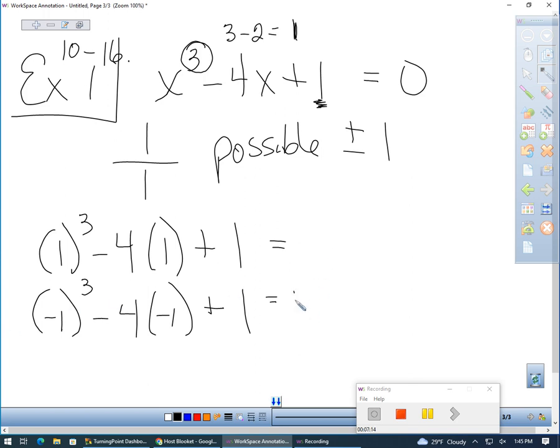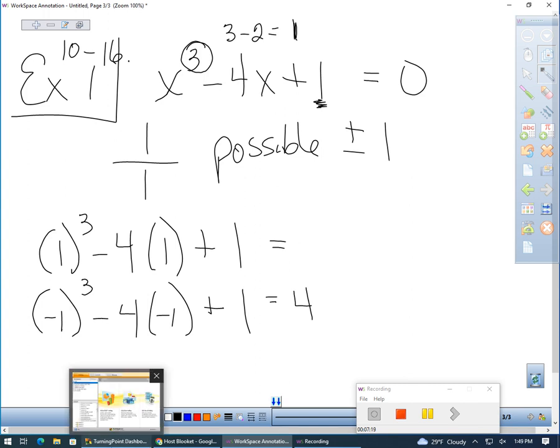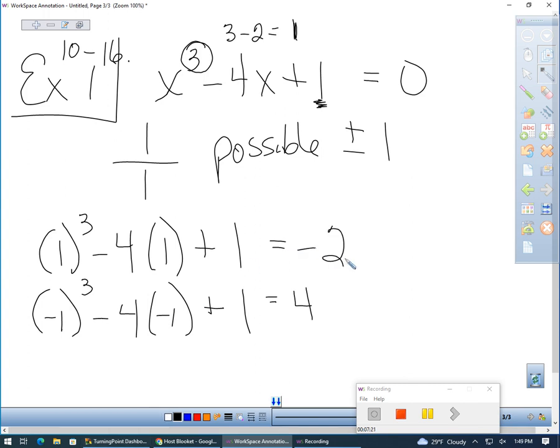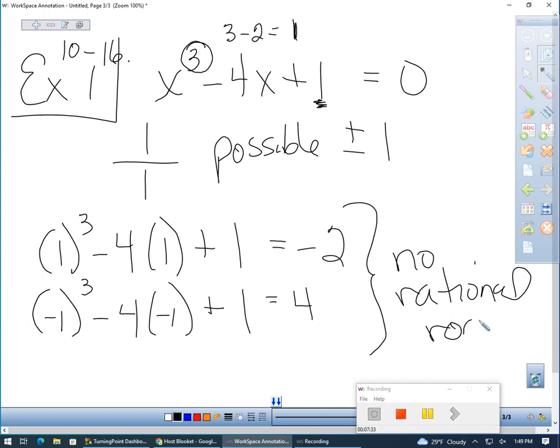You got 4, okay. You got negative 2. So neither of our possibles worked. If that happens, you're going to say no rational roots. What that means is that all of the solutions are imaginary or irrational. If there's no rational roots, they're imaginary or irrational. All right? Let's try another one.